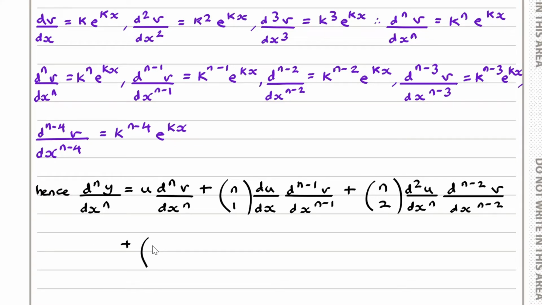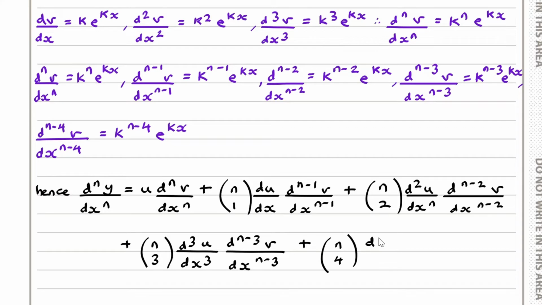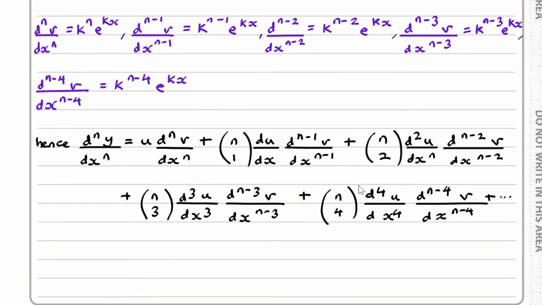And then we add on n choose 3, lots of d cubed u over dx cubed, and then we have d^(n-3) v over dx^(n-3), and then we have n choose 4, d^4 u over dx^4, lots of d^(n-4) v over dx^(n-4). And then we've got other terms as well which we can add. And all we have to do now is simply substitute in everything we have over here into this formula here.